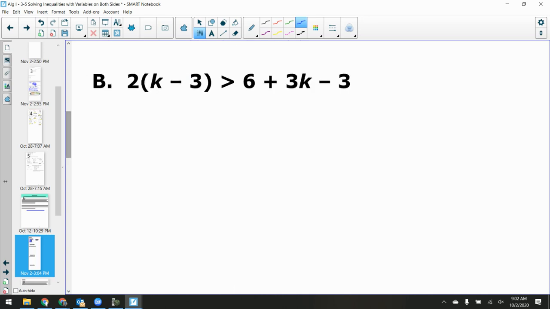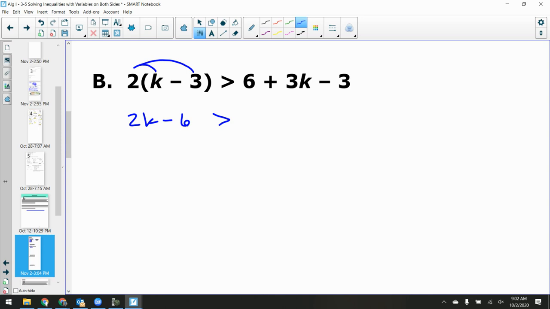Let's keep making it more difficult now. We've got 2 times k minus 3 is greater than 6 plus 3k minus 3. What do I have to do first here? Distribute, to get 2k minus 6.